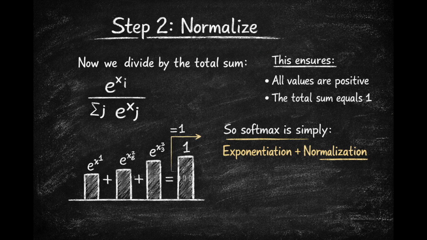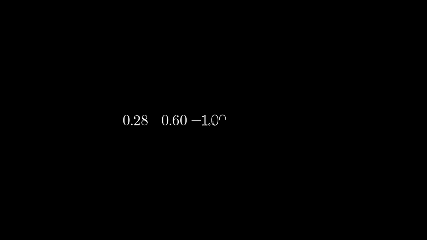Next step is to normalize. Now we divide by the total sum. This ensures all values are positive and the total sum is equal to 1. So softmax is simply exponentiation with normalization. That's it. Now let's see this numerically.